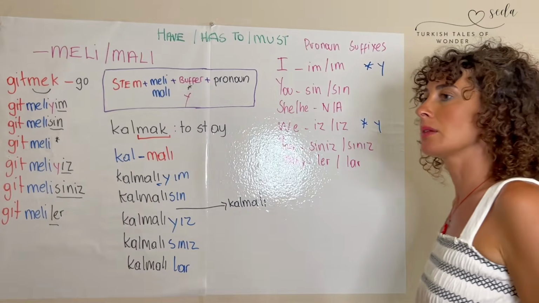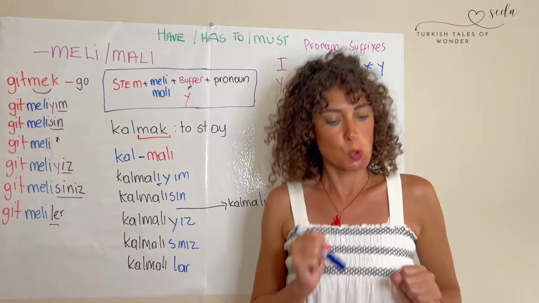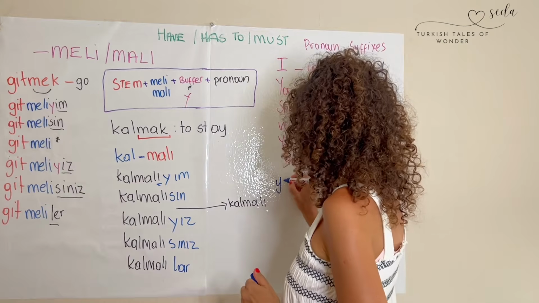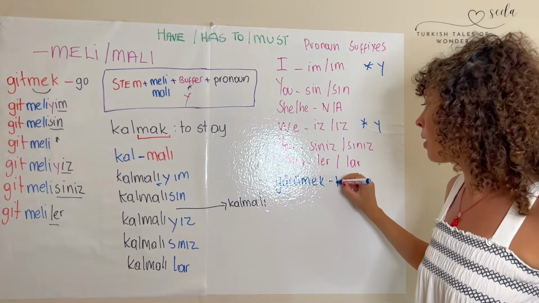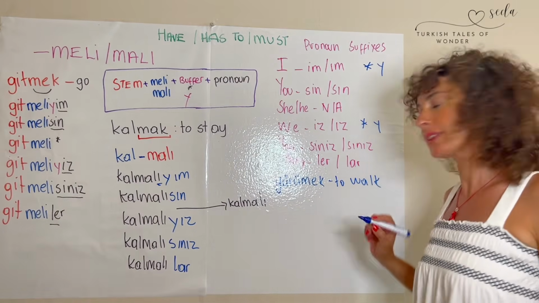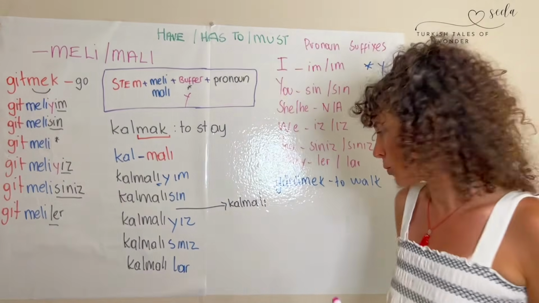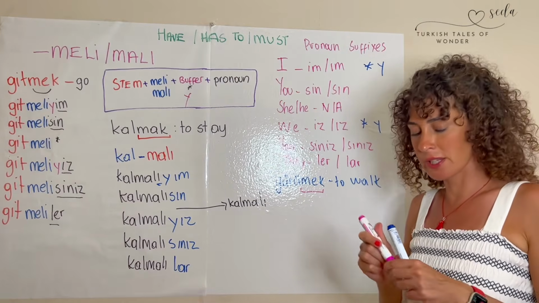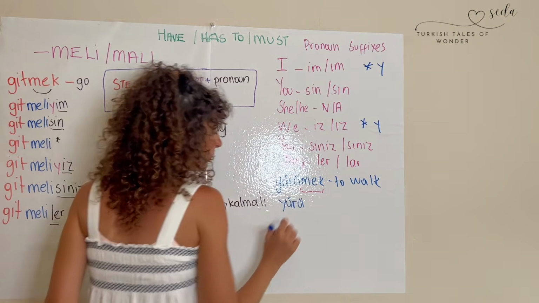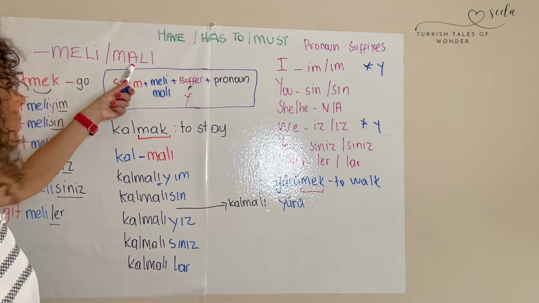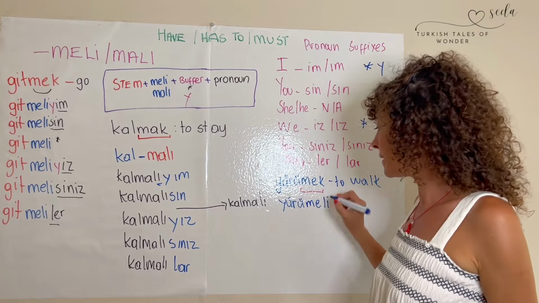Let's just do one more example. Okay? Let's say yürümek. Okay? Yürümek. What is yürümek? To walk. One of the favorite things I love in this world. Yürümek. So what do we do? This part, we take it out. So it is yürü. Are we going to add meli or malı? So it is meli. Okay?